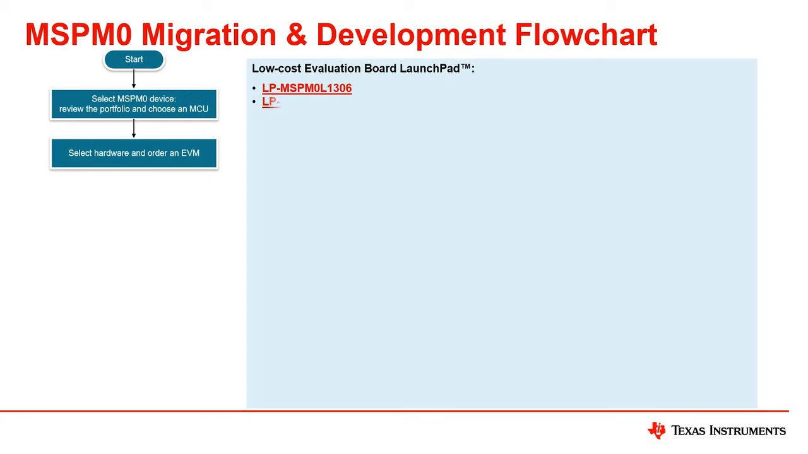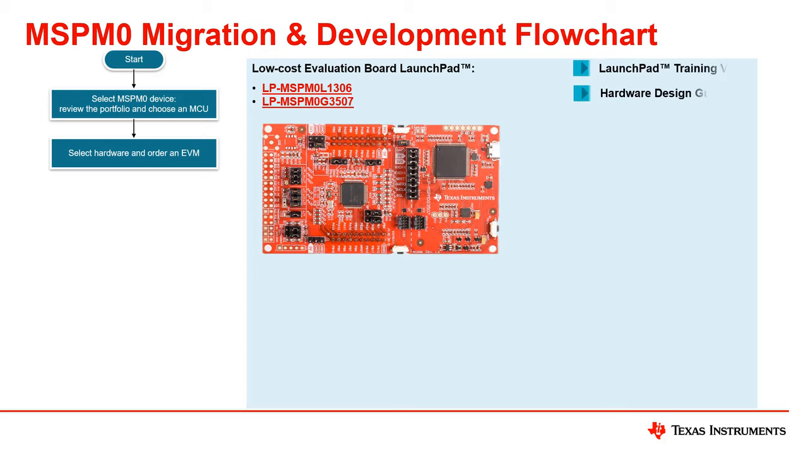The second step is to select the correct MSPM0 LaunchPad. The LaunchPad Development Kit has a built-in emulator for programming and debugging, which is easy to use, and it's cost-effective to help speed up your assessment process. There are two LaunchPads available, the M0L and the M0G, available for their entire respective families.